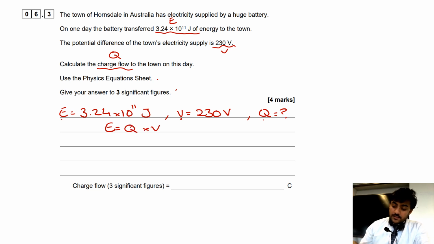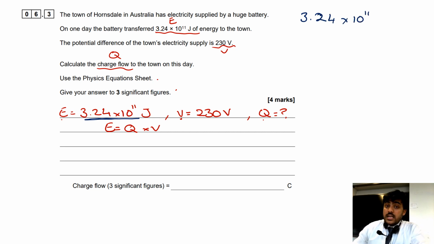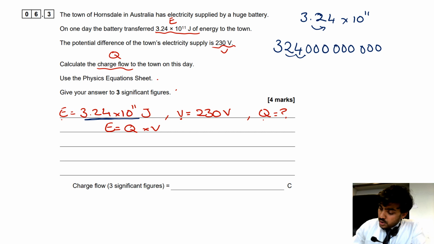Now, at this point, I just have to plug the numbers in. But there is something that I have to address, and that is this standard form. If you don't know what standard form is, pity on you, but I'm going to tell you anyway. 3.24 times 10 to the 11 means 3.24 times by 10, 11 times, or taking this decimal place, moving it to the right 11 times, which gives you the number 324,000,000,000. Let me just check if that's correct. 1, 2, 3, 4, 5, 6, 7, 8, 9, 10, 11. Perfect. That's the right number. So let me plug that number in.